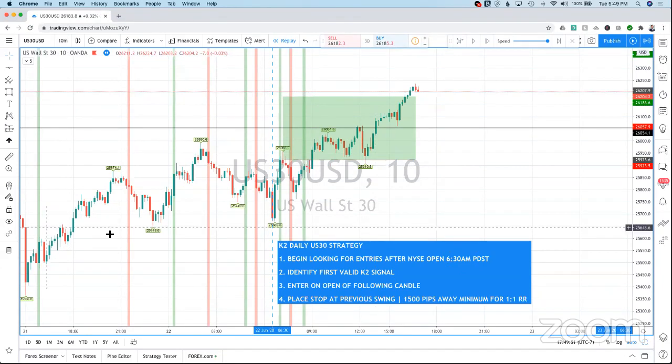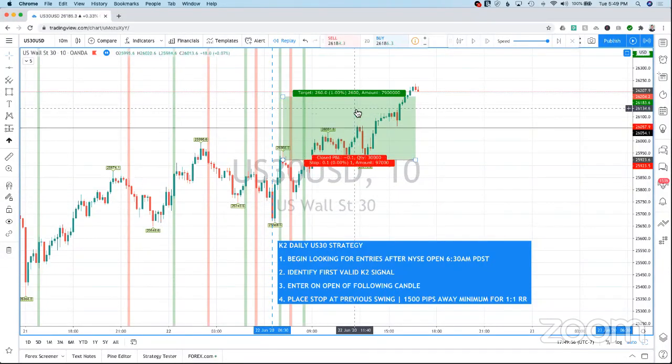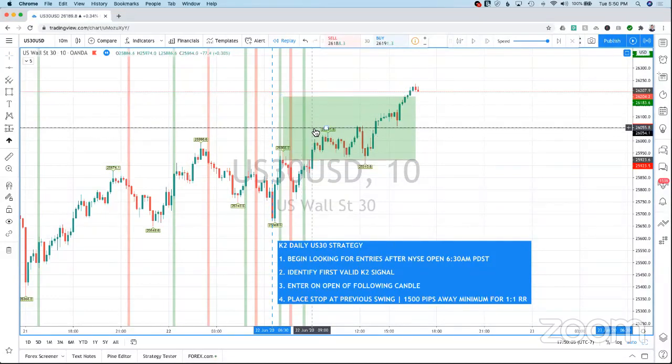But I will check it. Nibla's asking what determines the TP2 line level. TP2 line is, well, this was a different trade. Because this was such a big move, it was 2,600 pips, that's why there was TP2 and TP3.